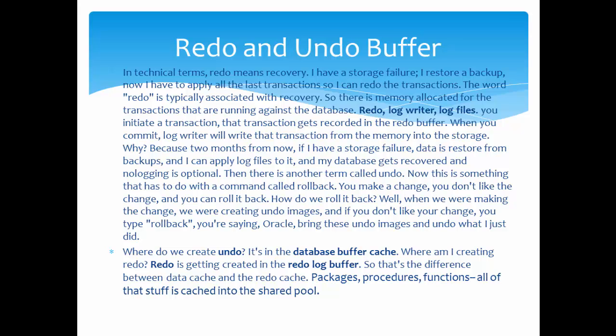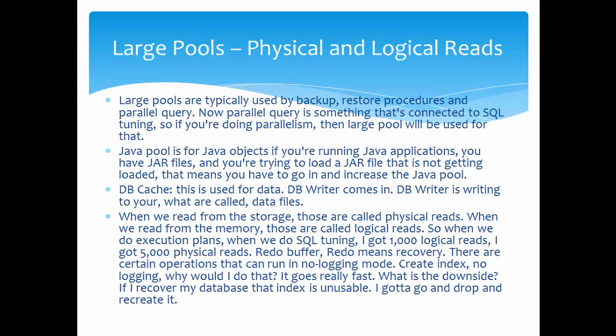Packages, procedures, functions, all of that stuff is cached into the shared pool. Large pool, physical and logical reads. Large pools are typically used by backup and restore procedures and parallel query. Now parallel query is something that's connected to SQL tuning. So if you're doing parallelism, then the large pool will be used for that. Java pool is for Java objects. If you're running Java applications, you have Java files and you're trying to load a Java file that is not getting loaded, that means you have to go and increase the Java pool.